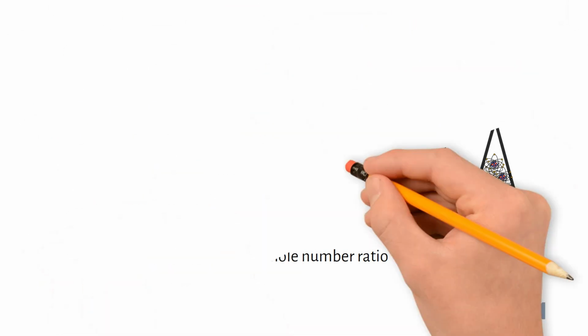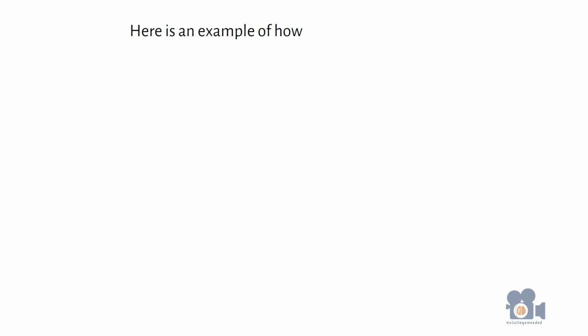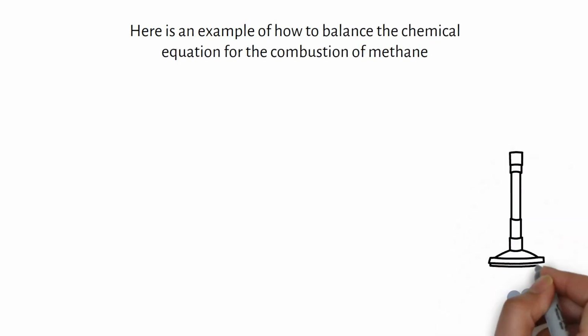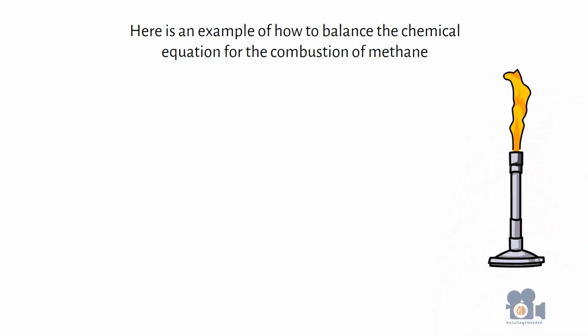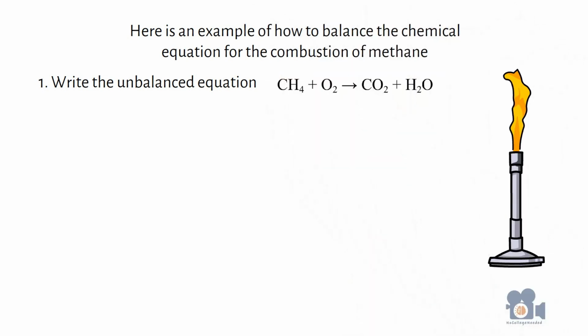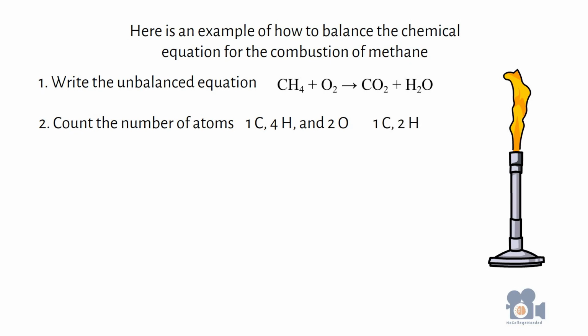Here's an example of how to balance the chemical equation for the combustion of methane, CH4 plus O2 going to CO2 plus H2O. Number 1, we write the unbalanced equation, CH4 plus O2 going to CO2 plus H2O. 2. Count the number of atoms. On the left side, there's 1 carbon, 4 hydrogen atoms, and 2 oxygen atoms. On the right side, there's 1 carbon atom, 2 hydrogen atoms, and 3 oxygen atoms.